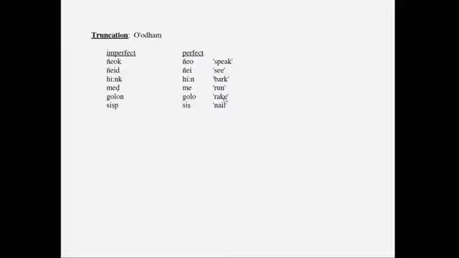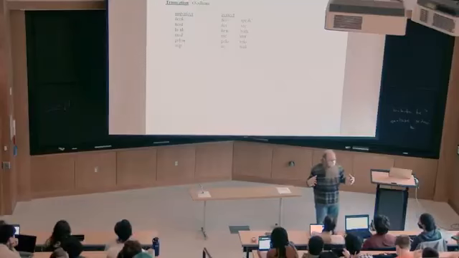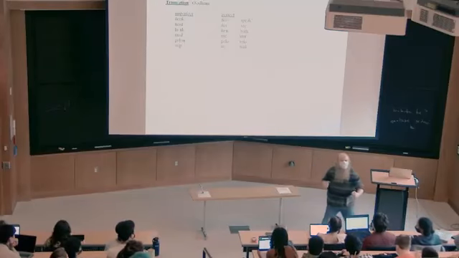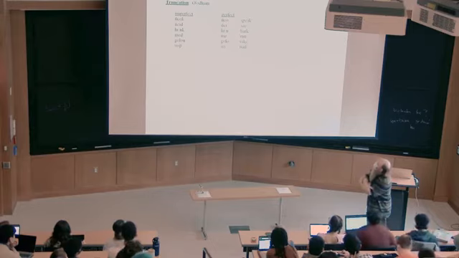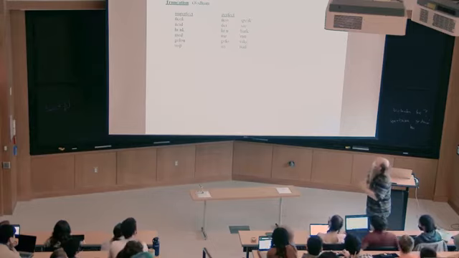Here's another kind. O'odham, which is a language spoken by the traditional owners of the area around Tucson, Arizona, the Tohono O'odham, the desert people. Yes? Oh, cool. So yeah, this is the language of your place. So it has what are called imperfect and perfect forms of the verb, which you can think of as being kind of like present tense and past tense.